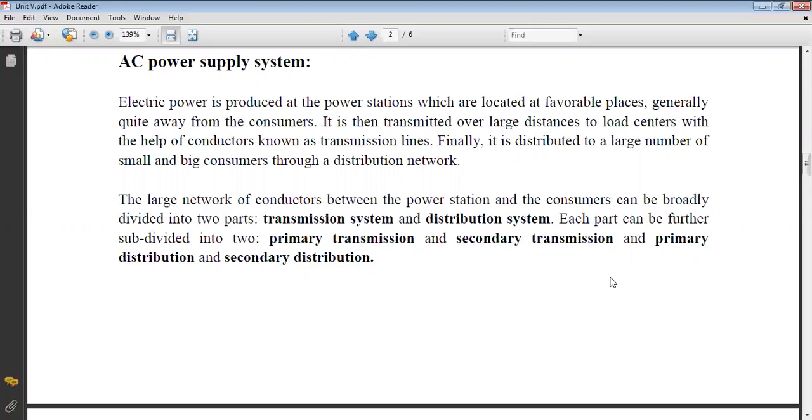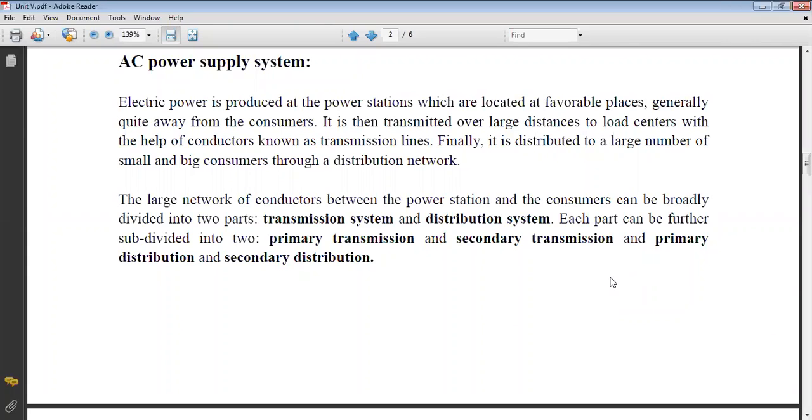The generated power is then transmitted over a large distance to load centers with the help of conductors known as transmission lines. In the area of Kolkata city, we can easily see the various long transmission towers where high power is being transmitted. And finally, it is distributed to our large number of small and big consumers through the distribution network. So there are basically three parts. First one, generation. Second one, transmission. And the last one is distribution.